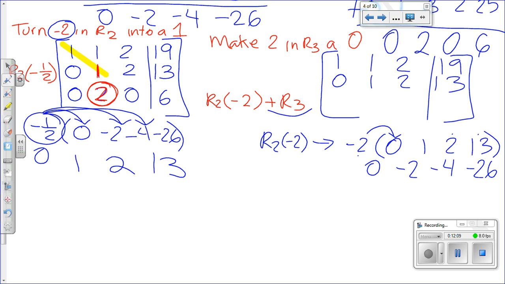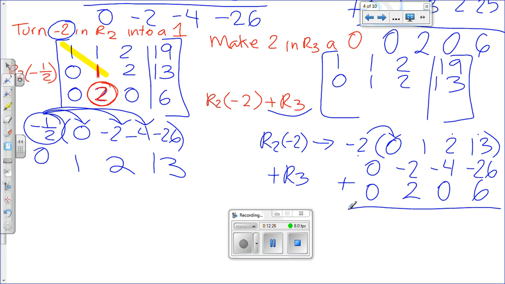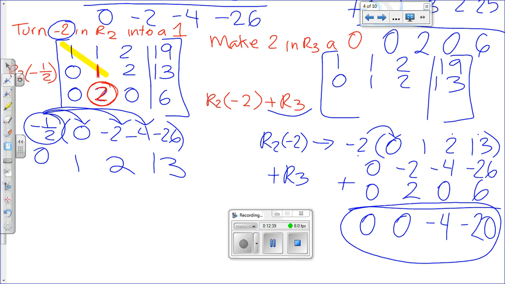To that, we're still going to add R3. And R3, Samantha, would you please read that? R3 from the previous step. 0, 2, 0, 6. So 0 plus 0 is 0. Negative 2 plus 2 is 0. Negative 4 plus 0 is negative 4. Negative 26 plus 6 is negative 20. And so that one will be our new R3: 0, 0, negative 4, and negative 20.